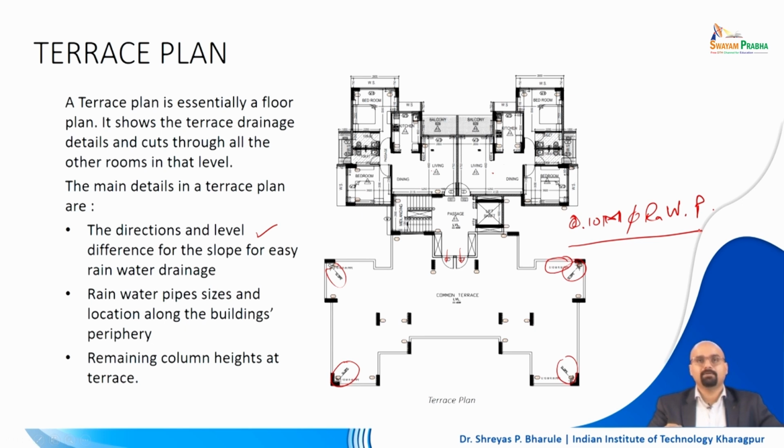So you have a 0.10 meter, meaning 100 diameter rainwater pipe, which will take down all the rainwater which is here, but all of these are located in 4 different locations, right, meaning that water which will drain out from this particular location, probably there is also a rainwater pipe here and another rainwater pipe here.